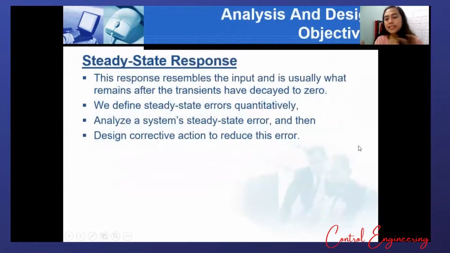And steady state response. This response resembles the input and is usually what remains after the transients have decayed to zero. So we define steady state errors quantitatively, analyze the system's steady state error, and then we need to design corrective actions to reduce this error.